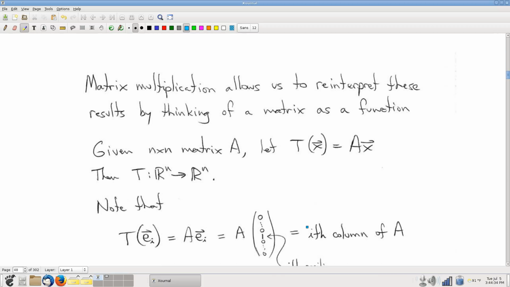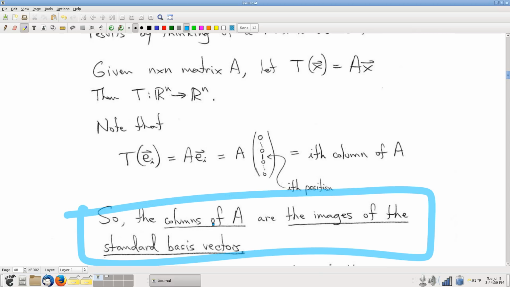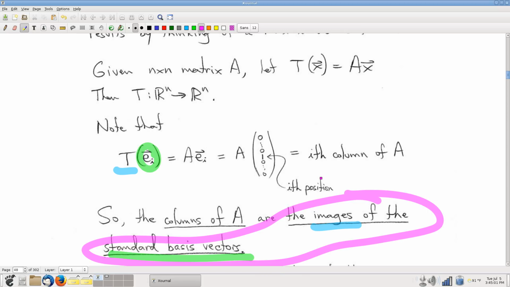Here's the first one. That is, the columns of the matrix are the images of the standard basis vectors. This is just a calculation. It's an easy calculation to write down. This language here, images of the standard basis vectors, just says, well, plug in the standard basis vectors E1 through En, plug those into T. So T of E whatever is what we're talking about here. The assertion is that these are the columns of the matrix.